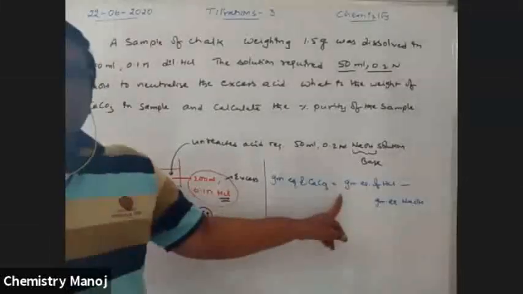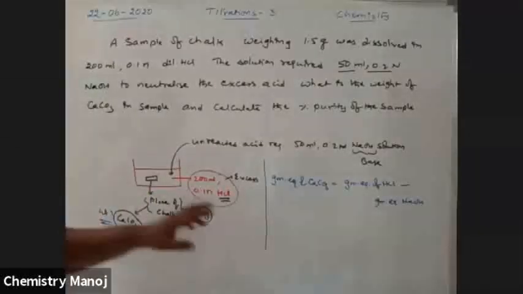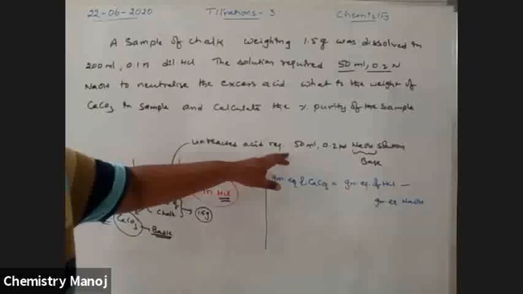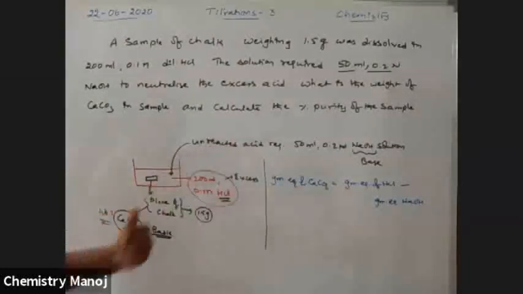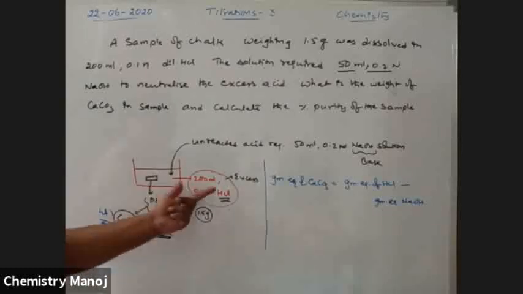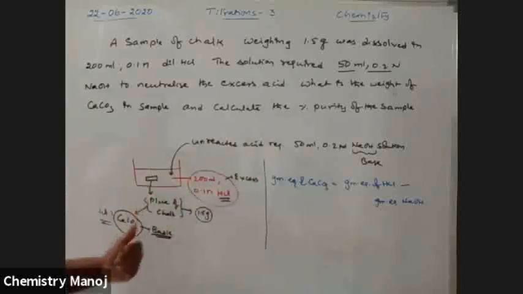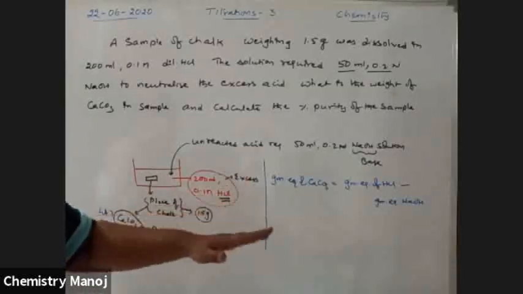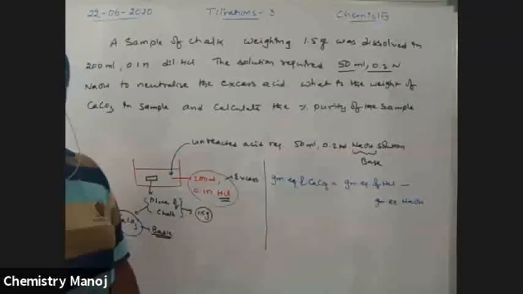Is the statement clear, my dear boys? It is the basic idea for back titration. Actually, these two are reacted. Some excess is there, and that excess is reacted with this one. That means how much is reacted? Total minus this one is equal to what reacted. So total gram equivalence of HCl minus gram equivalence of NaOH is equal to reacted gram equivalence of CaCO3. Is this clear or not? Give your response. Otherwise, I am not continuing.